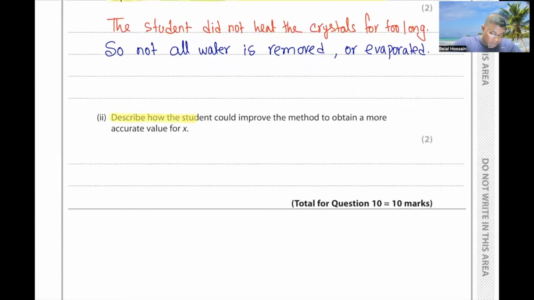Part 2. Describe how the student could improve the method to obtain a more accurate value for X. So the student can repeat the heating and the cooling process until the solid comes to a constant mass.